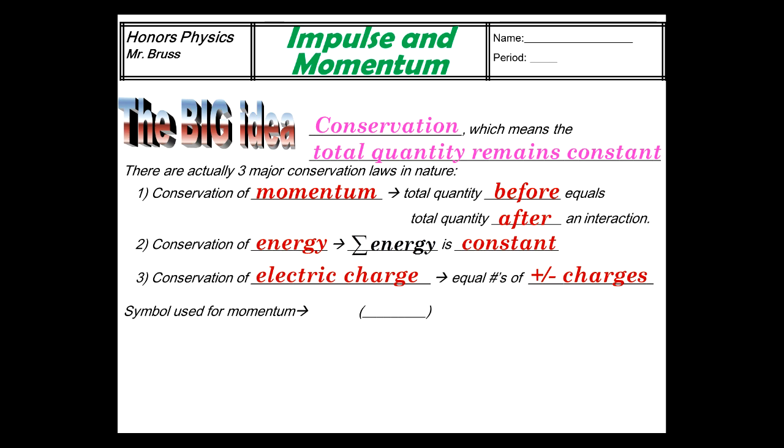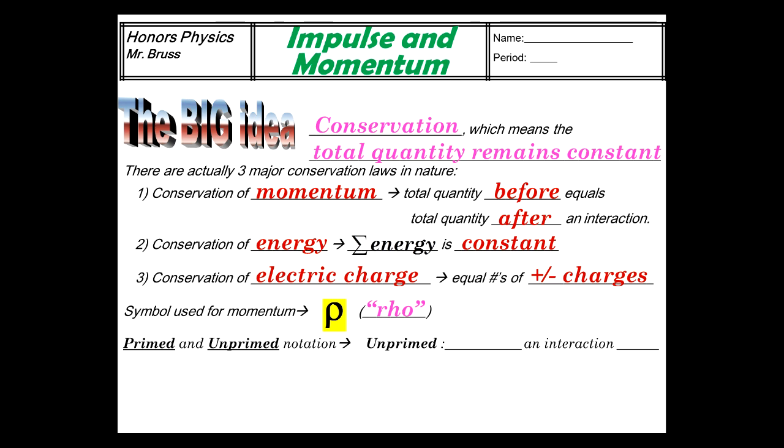So be thankful that we have conservation of electric charge, that we can't change the total quantity, and that they're about equal. The symbol used for momentum is rho, R-H-O, so to speak. It's a Greek symbol, a little bit easier to write than a P, at least for me, because it's just one little swoopy thing. Anyway, we use the primed and unprimed notation to denote before and after. Unprimed is before, just written without an apostrophe. Primed is after an interaction, written with a little apostrophe symbol. And that's the definition of the symbol.